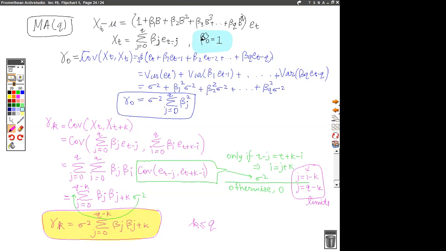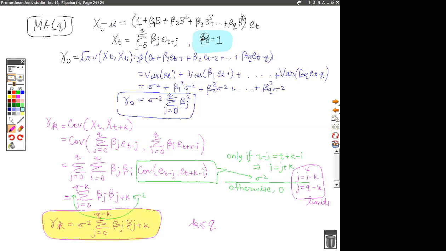Okay, and that is it about the MA(q) model. So let us now try to figure out the ACF, the autocorrelation function, for some example of an MA process.